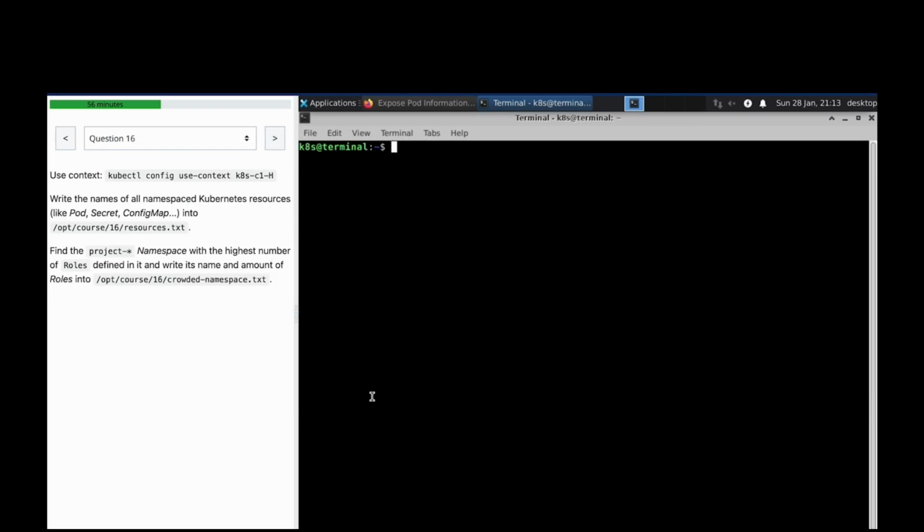Deleting the important in the content, no difference. Let's go to this question. Context has been changed. Okay, write all the namespace Kubernetes resources in this.